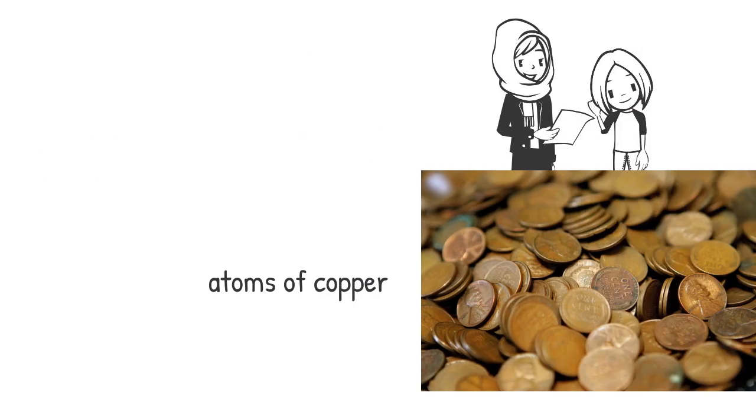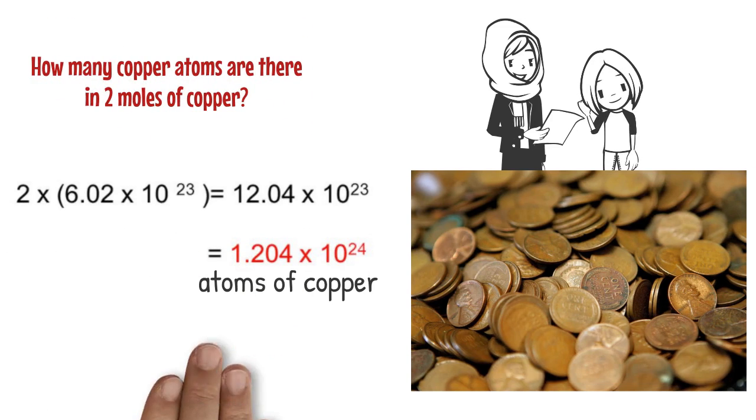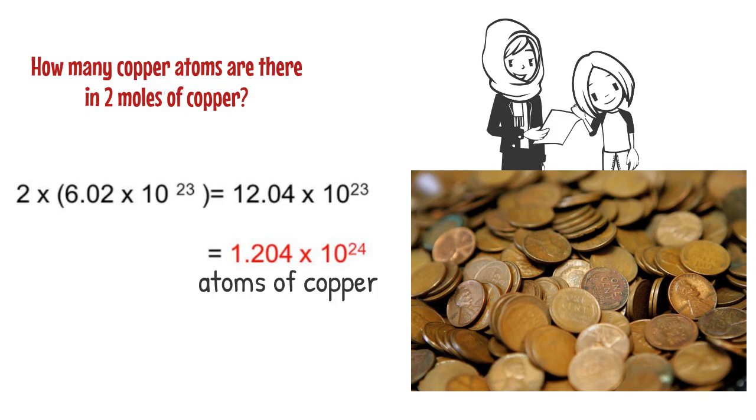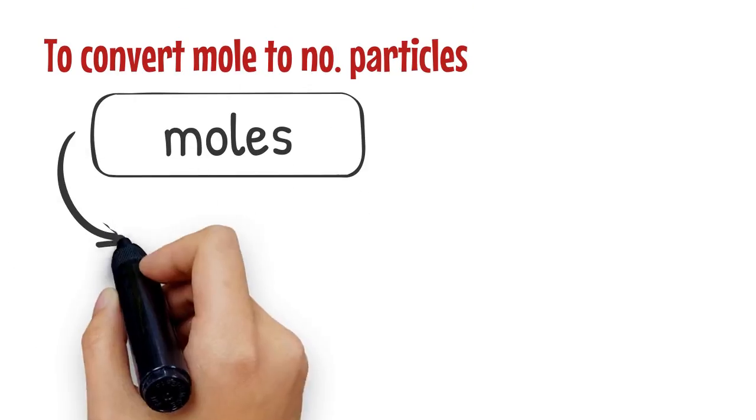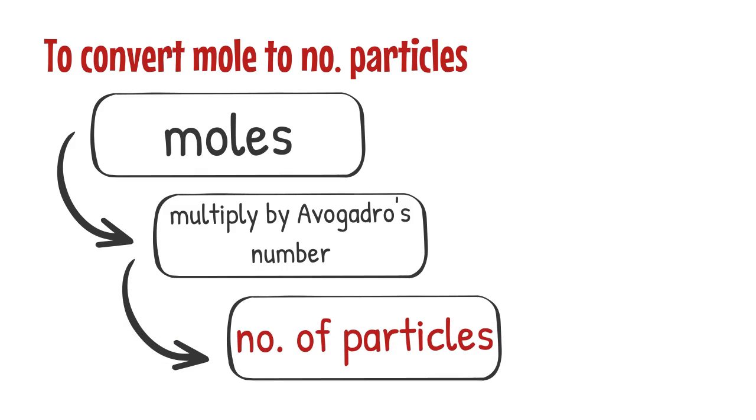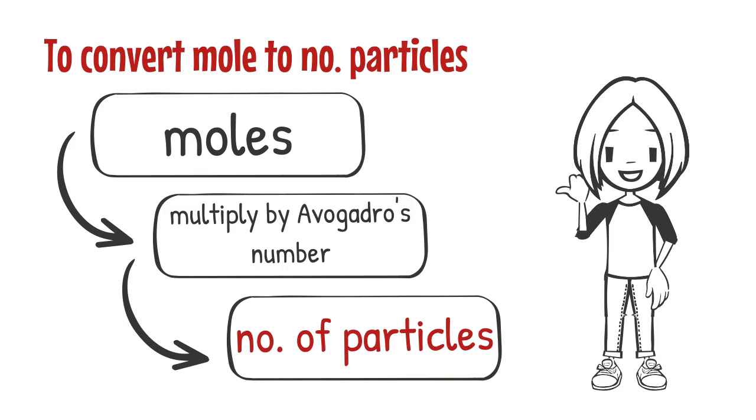Now let's try to do this. How many copper atoms, which are particles, are there in 2 moles of copper? Here you will take 2, multiply it by Avogadro's number, and you will get 1.204 × 10^24. Actually, if you want to convert moles to particles, you will take the moles, multiply it by Avogadro's number, and you will get the particles number.